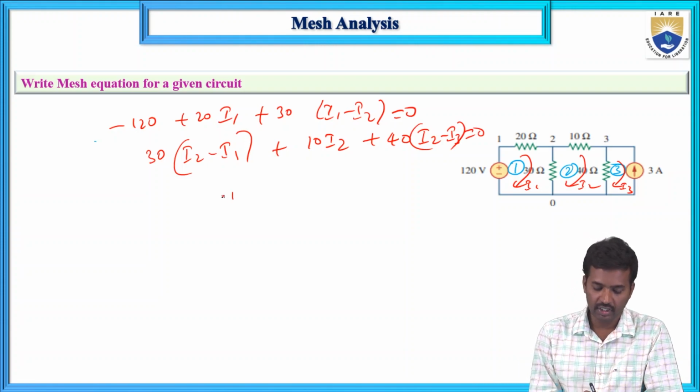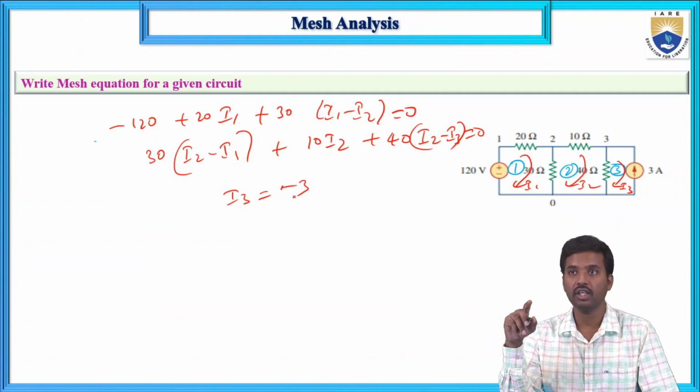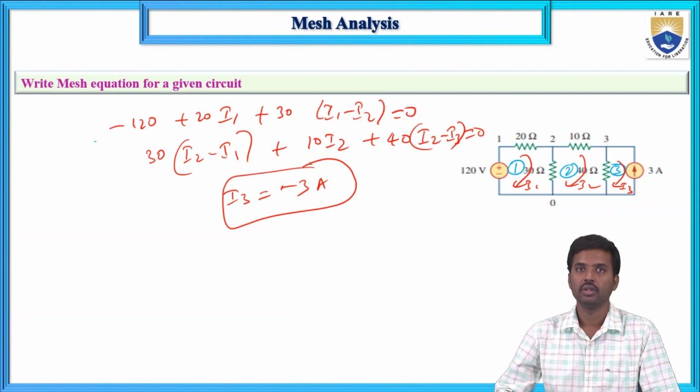Next here, the I3 value is directly given. So that is, opposite direction current. I3 current is in the downwards direction and the current source is in the upward direction, that is 3 amperes. Now, so these are the 3 meshes.